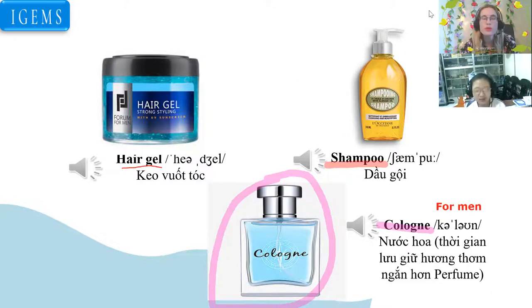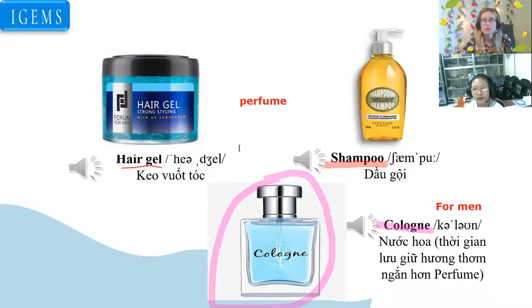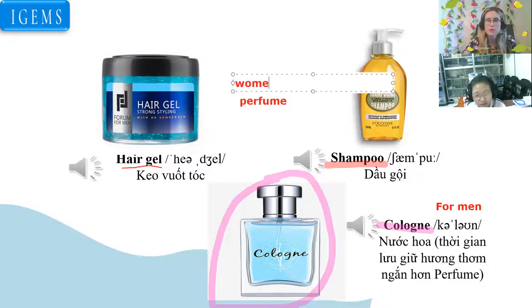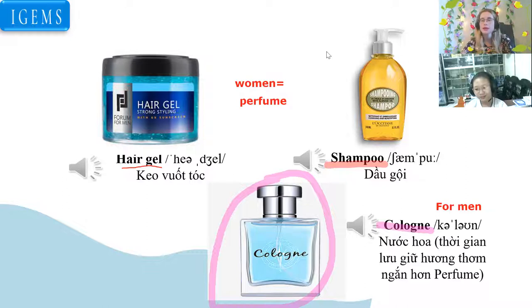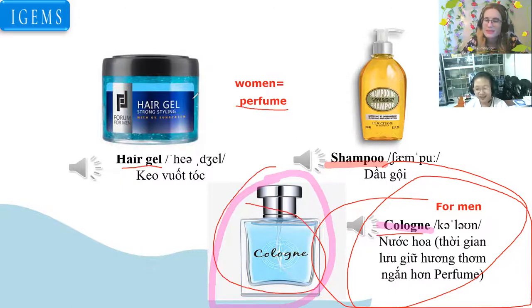And perfume, how do we spell perfume? Perfume is for women. Cologne is for men. If you tell a man, for example, like my man, "Here is some perfume for you," he'll be like, "What? Are you trying to be rude?" So never say to a man, "Here's some perfume for you." It's cologne.